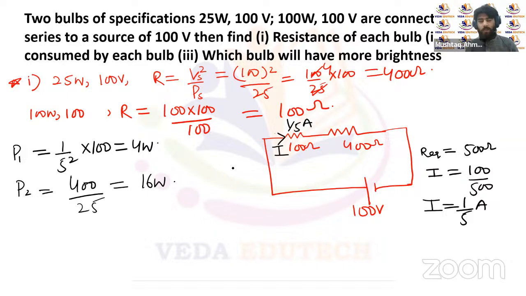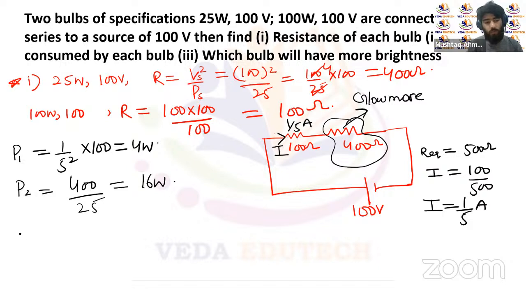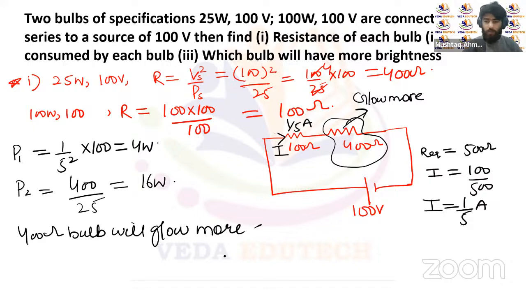Now, the question is, which bulb will have more brightness? It's obvious that the bulb which consumes more power will have more brightness, or we can say the bulb with higher resistance is going to have more brightness. So the 400 ohm bulb will actually produce more brightness. It means that it will glow more, right? So the 400 ohm bulb is going to glow more.